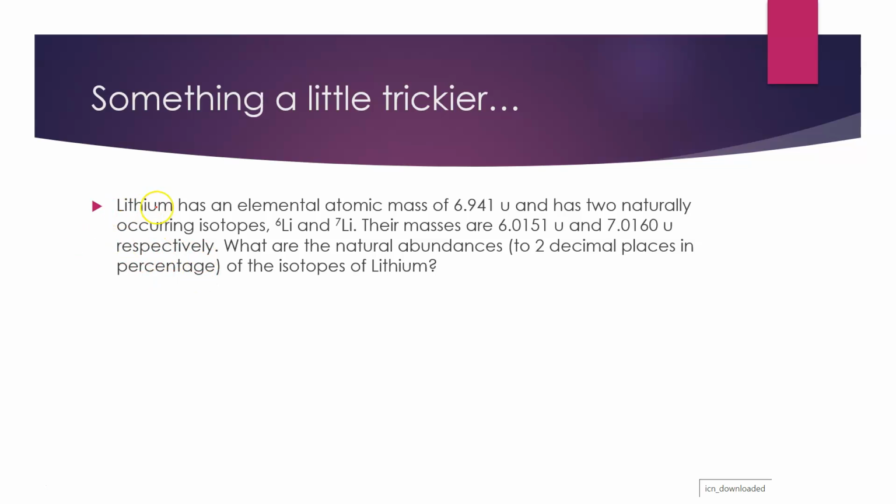What we're doing here is we're told that lithium has an elemental atomic mass of 6.941 units. So this is just saying AMU. And has 2 naturally occurring isotopes, lithium-6 and lithium-7. Okay, so this is actually giving us Ar already. Their masses are 6.0151 AMU and 7.0160 AMU, respectively. So this one is lithium-6 and the other one is lithium-7. We're asked to determine the natural abundances to 2 decimal places.